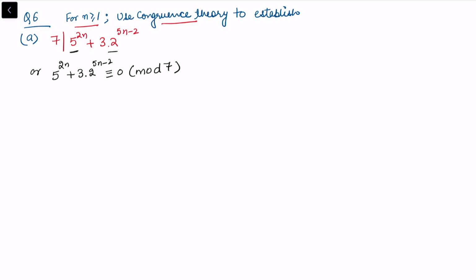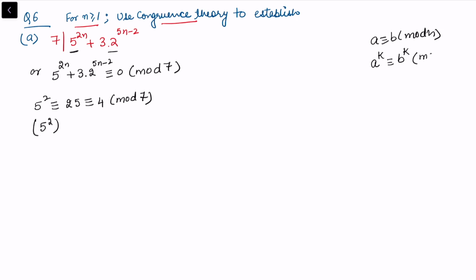If I can show that this left hand side is congruent to 0 mod 7, then this result is true. For this I require some powers of 5. So we notice that 5 square, which is 25, is congruent to 4 mod 7, because 25 minus 4 is 21 and 21 is divisible by 7. Now I can raise any power. This is a simple property of congruences: if a is congruent to b mod n, then we can raise to any power k, where k is any positive integer, mod n. So 5 square raised to power n is congruent to 4 to the power n mod 7.